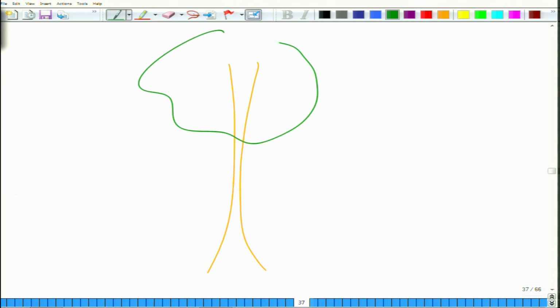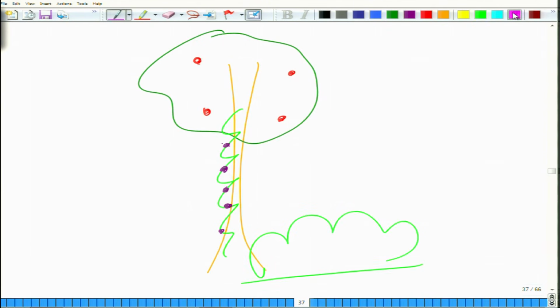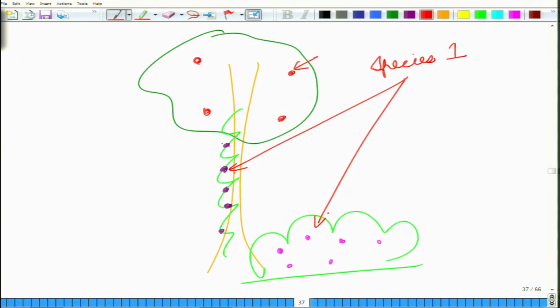So, essentially, probably you have this tree and this tree has fruits here, and then you also have a climber that is moving on this tree, and this climber also gives rise to fruits here. Or probably you also have a shrub nearby, and this shrub also has some fruits. Now, in the case of one species of bird, species 1, it can feed on these fruits, and also on these fruits, and also on these fruits. So, the fundamental niche would be all these three combined together.